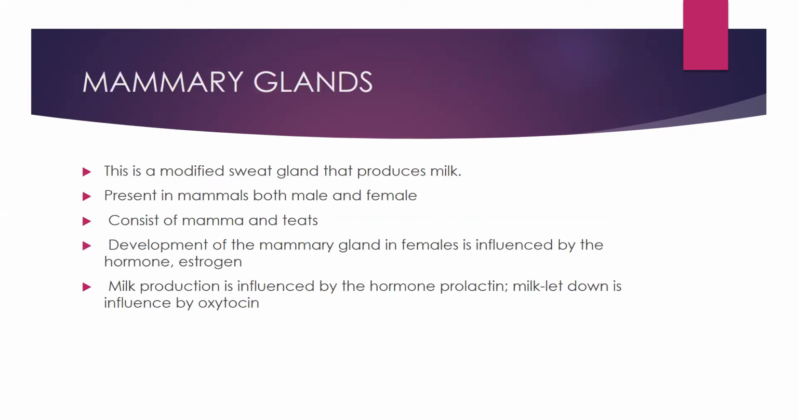Mammary glands. Now, mammary glands are modified sweat glands that produce milk. This is present in mammals, both male and female, and it consists of the mamma and the teats. The development of the mammary glands in females is influenced by the hormone estrogen. However, milk production is influenced by the hormone prolactin, and the milk letdown is influenced by oxytocin.